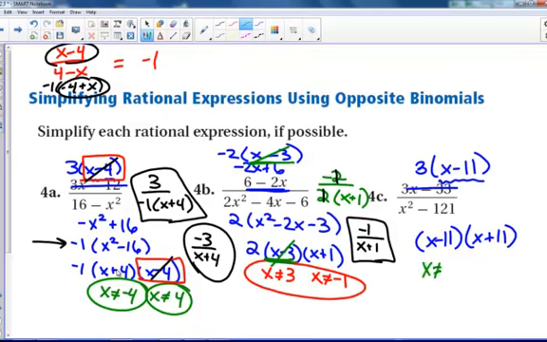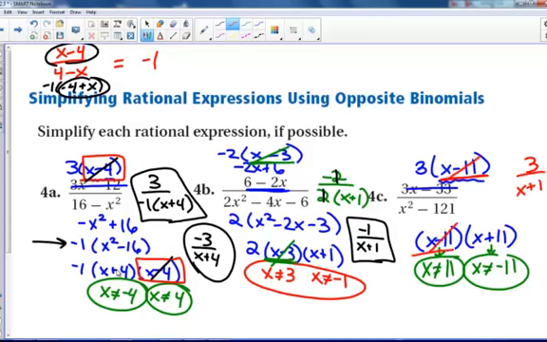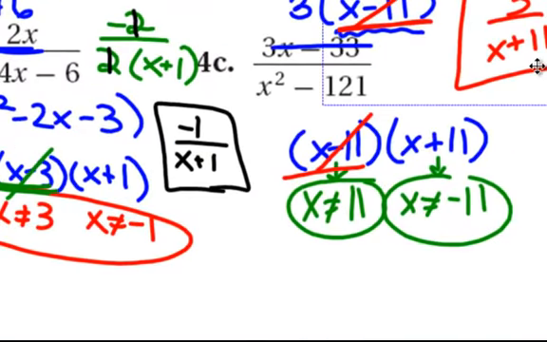Okay, excluded values. X cannot equal positive 11 because of this. And because of this, x cannot equal negative 11 because the denominator cannot be 0. Now, my x minus 11's cancel. I'm left with a 3 on top and an x plus 11 on the denominator.